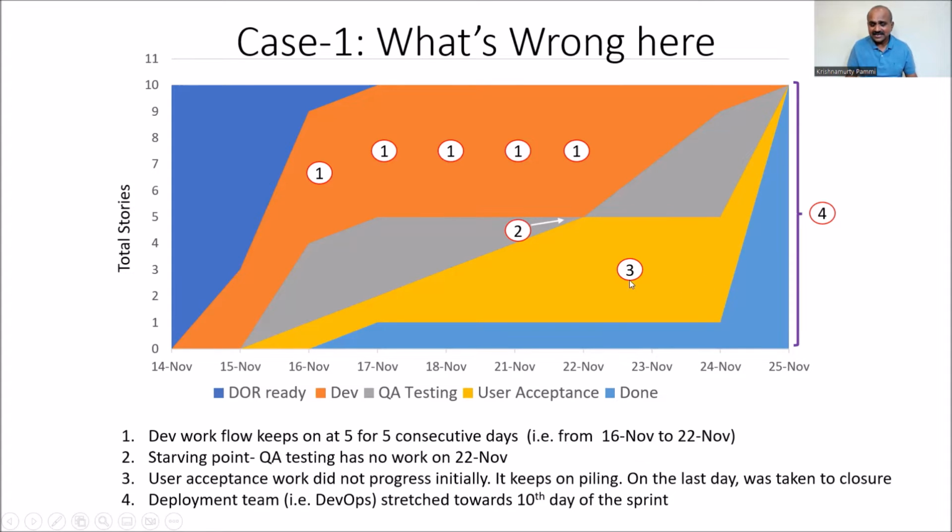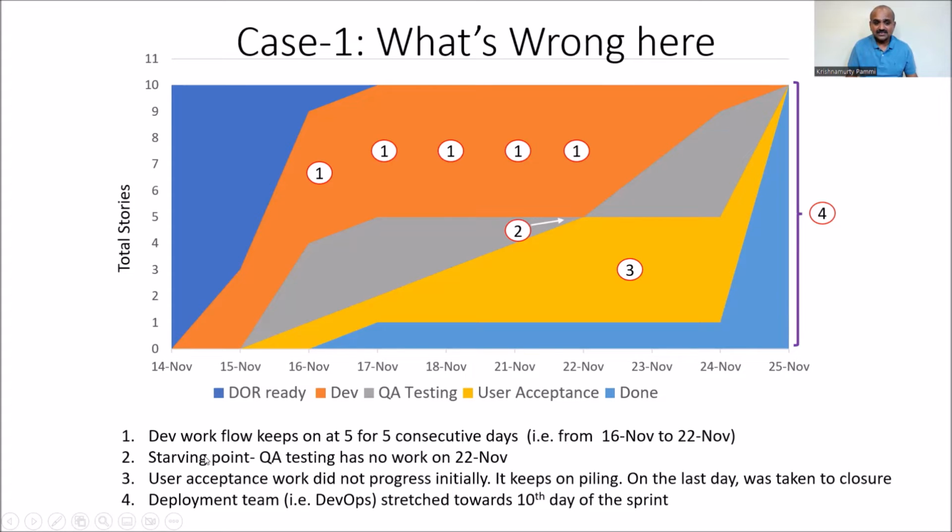See, at the end of the day, sprint completion is not only the responsibility of the development team. If the definition of done includes pushing the features to production, then product also has to do their UAT parallelly, right? So there's a problem here. But thank God in this kind of scenario, the deployment team, the DevOps team, stretched and they pushed it, right?